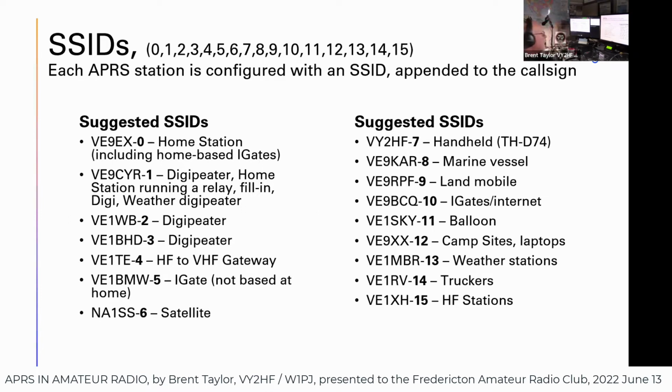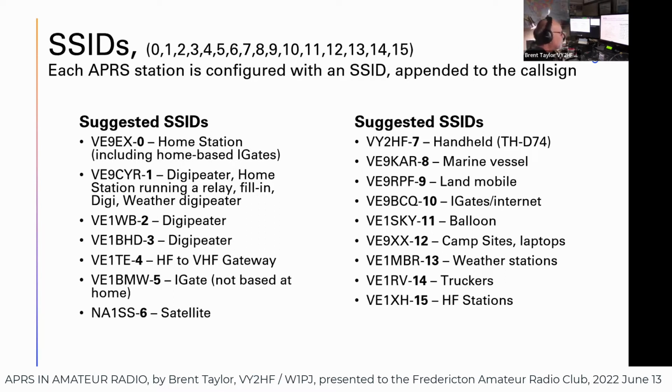These dash numbers, these SSIDs, it's not law, but it's strongly recommended that you follow the convention for SSIDs. Murray would be -4, he's an HF to VHF gateway. Doug, VE1BMW-5, would be an iGate that's not based at someone's home. NA1SS-6 would be a satellite or other space vehicle. VY2HF-7 would be me with my handheld. I don't know if you're able to see me or just seeing my screen, but I have a Kenwood TH-D74, so that's already configured as VY2HF-7. Kent, VE9KAR-8, knowing how much he likes sailboats, he'd be a marine vessel. VE9RPF-9 would be a land mobile. VE1BCQ, Ron in Doketown-11, he'd be an iGate as well, connected to the internet.